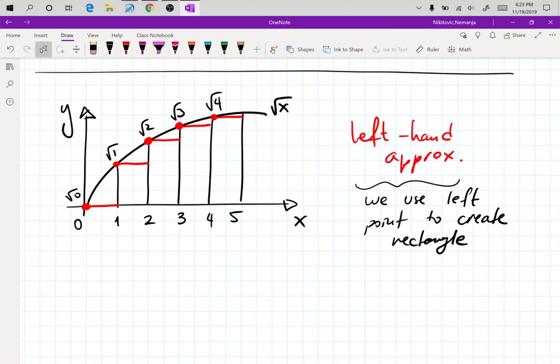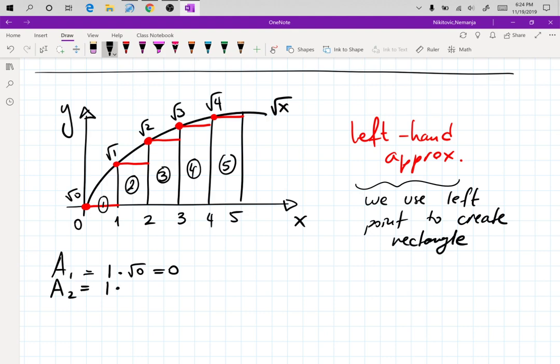All right, so now, what do I have for my rectangles? Rectangle 1, rectangle 2, rectangle 3, 4, and 5. Well, I have area 1 is going to be, the length is 1 times square root of 0, area is 0.